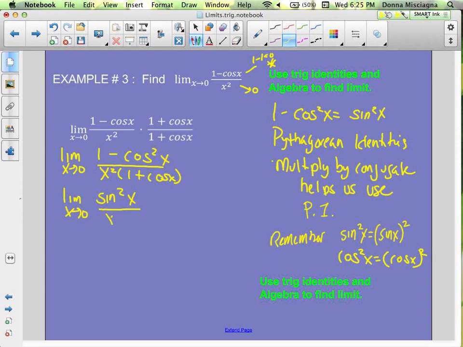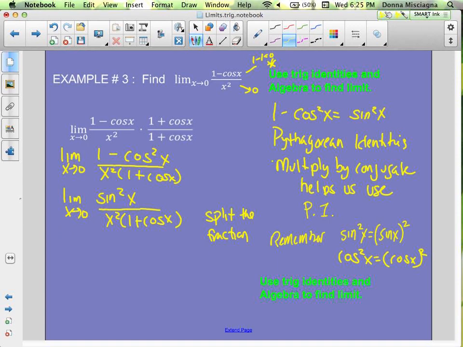And now you can see why I said don't distribute, right? Because I need the sine squared x and the x squared together. I need those together to be able to use the sine rule. We're going to split this fraction. Right, so I'll even write that in here. We're going to split the fraction. So you should write that too, so you remember.